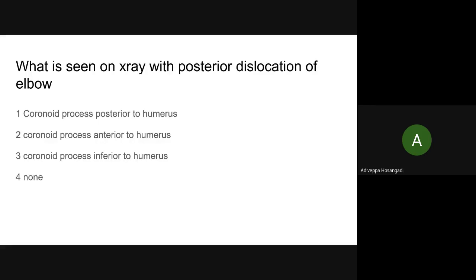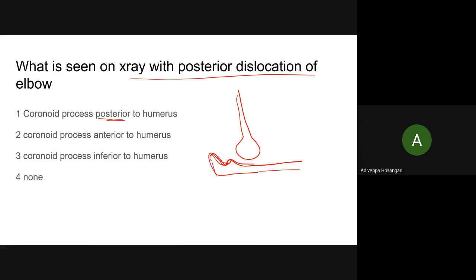What is seen on X-ray with the posterior dislocation of the elbow? Very easy. Coronoid process is posterior to the humerus. Yes, sir. Posterior, sir. So it is dislocated posteriorly, isn't it? Yes, sir. This is the coronoid process. It is displaced posteriorly.